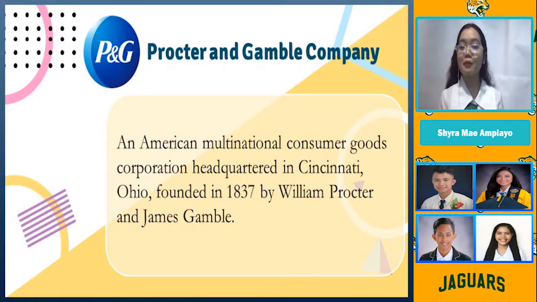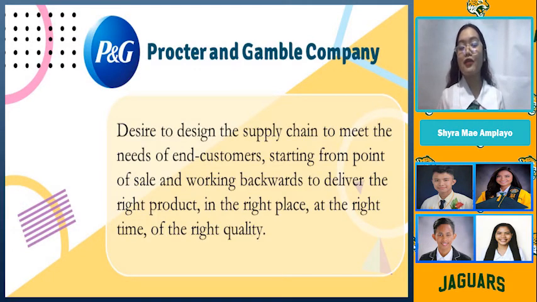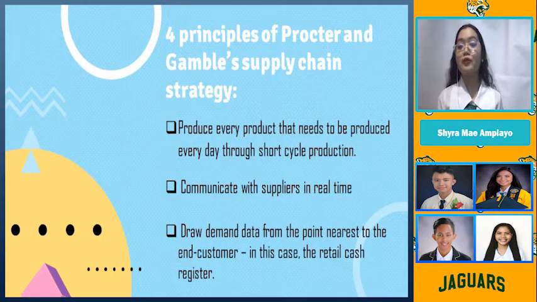Their company is an American multinational consumer goods corporation headquartered in Cincinnati, Ohio, founded in 1837 by William Procter and James Gamble. Their design is to design the supply chain to meet the needs of end customers, starting from point of sale and working backwards to deliver the right product, the right place, at the right time, of the right quality. The following are the 4 principles of Procter & Gamble's supply chain strategy.